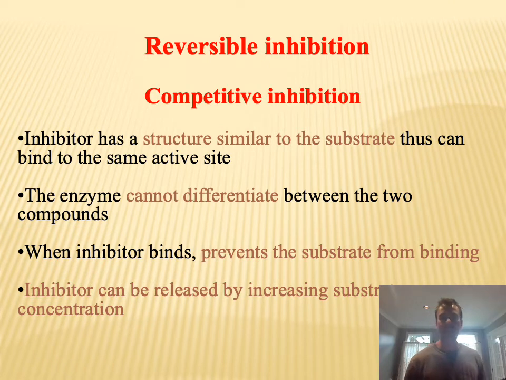First, competitive inhibition. In the case of a competitive inhibitor, the inhibitor has a structure similar to the substrate and can thus bind to the same active site. So essentially the enzyme can't differentiate between the substrate and the inhibitor. When the inhibitor is bound to the enzyme, it prevents the substrate from binding. Then the inhibitor can be released by putting more and more substrate into the system.